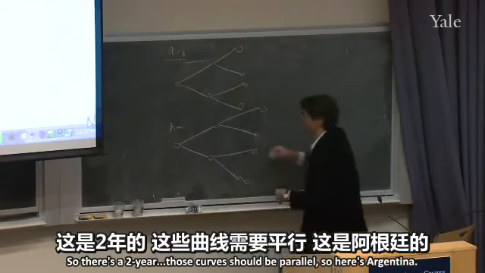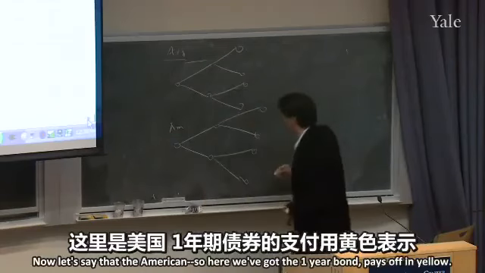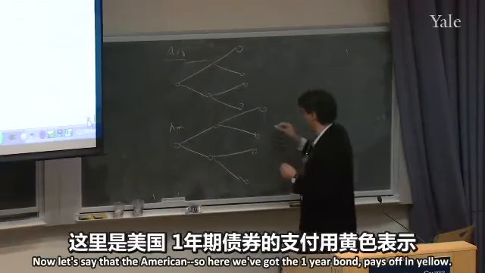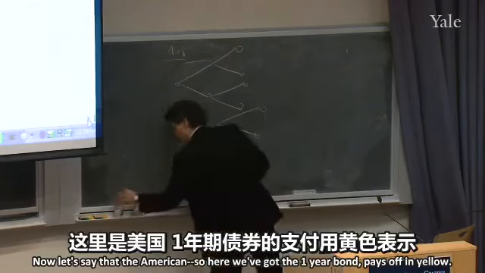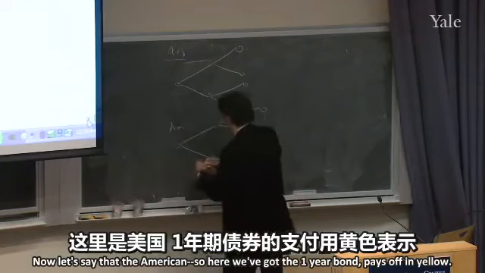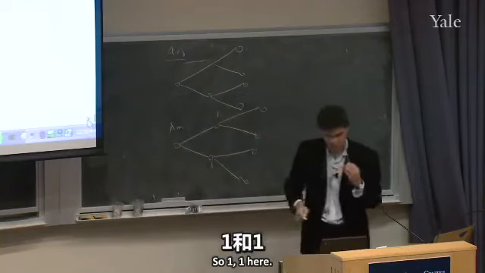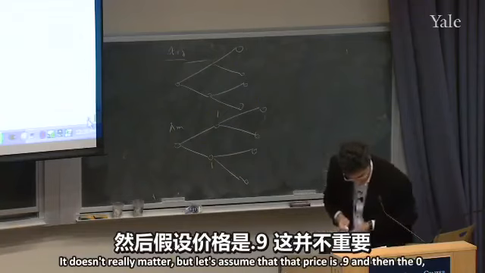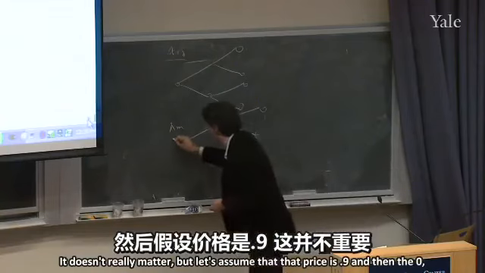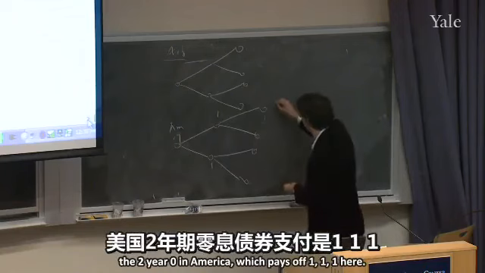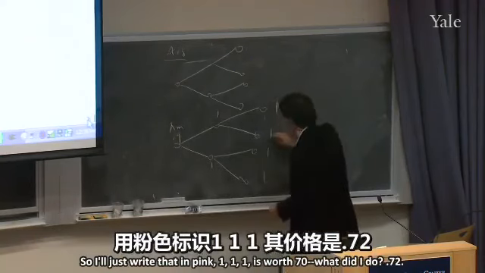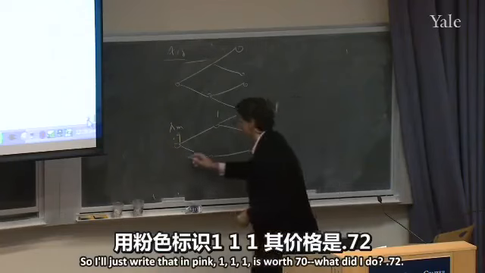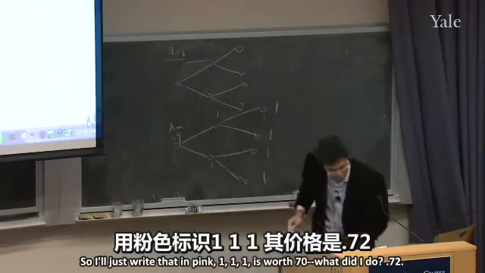Okay, so those curves should be parallel. So here's Argentina. Now let's say the American 1-year bond pays off 1 here, in yellow. And let's assume, it doesn't really matter, that the price is 0.9. And then the 2-year zero in America, which pays off 1 here, I'll just write in pink. It is worth 0.72.